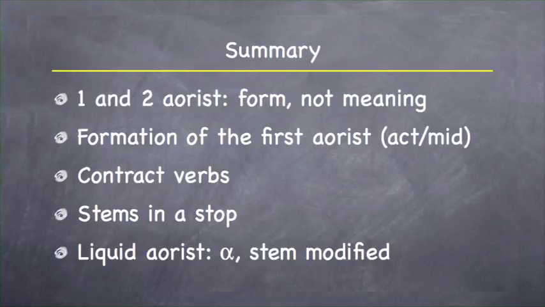In order to form a first aorist, you have an augment, the first aorist tense stem, the sa as a tense formative, and then the secondary active or the secondary middle personal endings. We saw that contract verbs behave themselves, lengthening that final vowel before the tense formative. We saw that stems ending in a stop are rewritten just like they were in the future, so no big deal there. And the one oddity of a liquid aorist stem is that it uses the tense formative alpha, and the root is sometimes modified in the formation of the aorist tense stem. And so that change in vowel will help tell you you're in the aorist and not in the present.